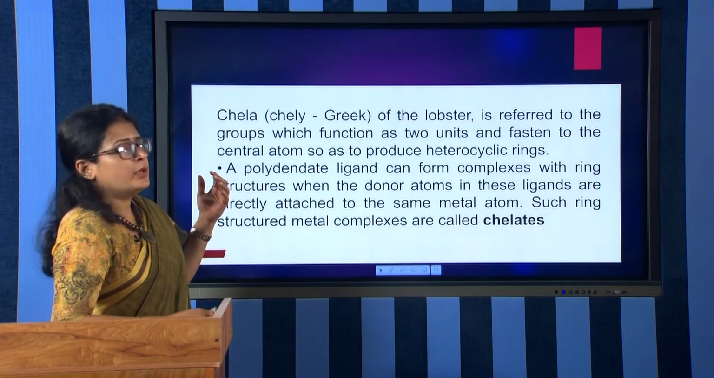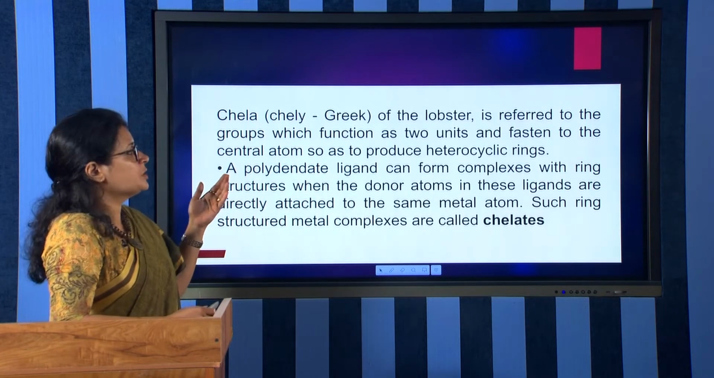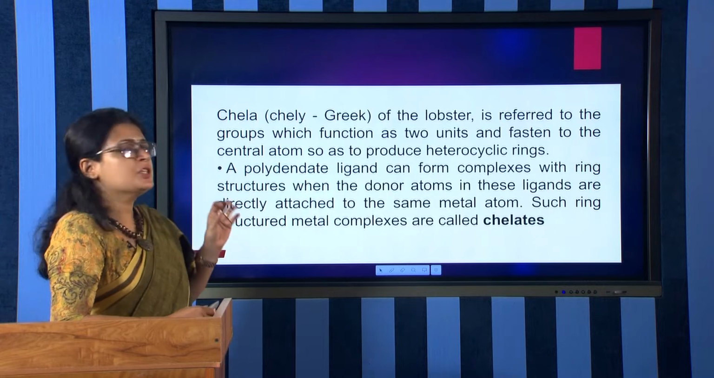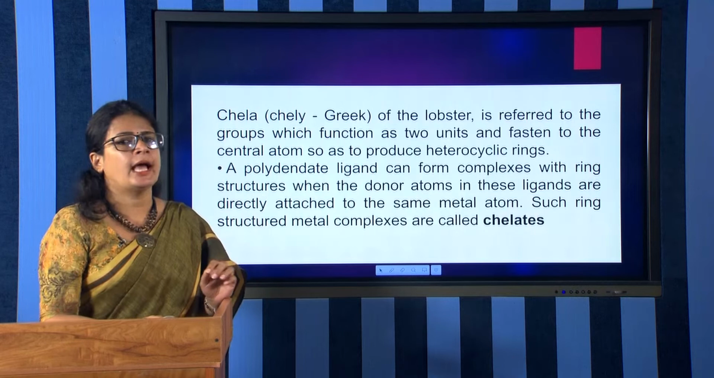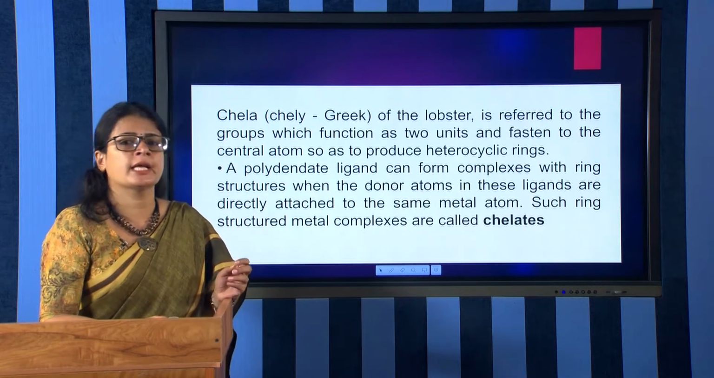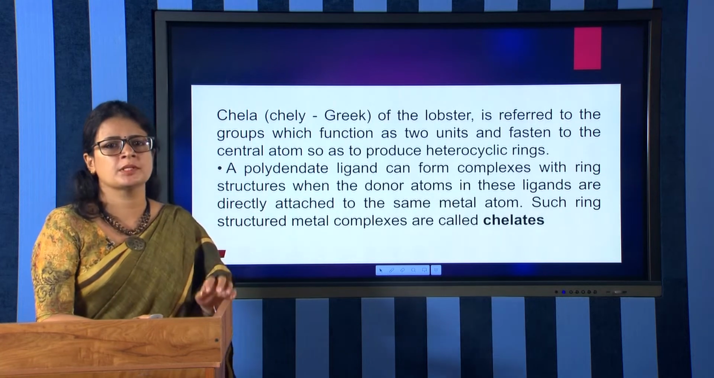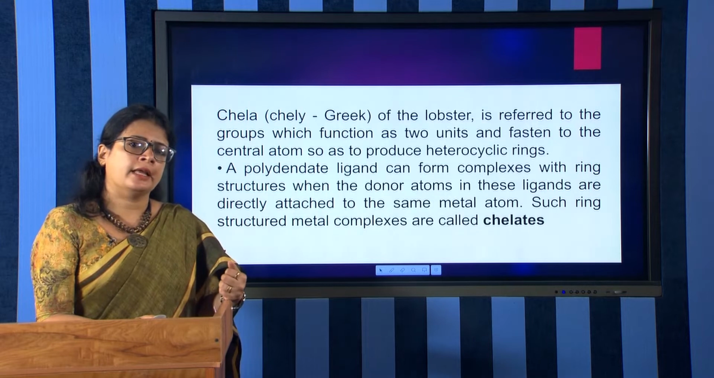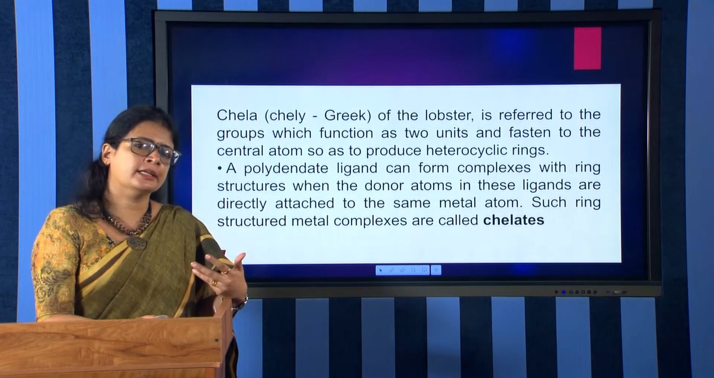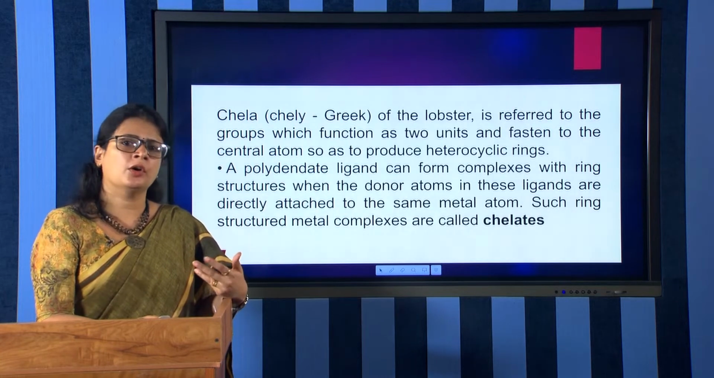And chela, that is a Greek word meaning the claw of the lobster, is referred to as the groups which function as two units and fasten to the central atom so as to produce heterocyclic rings. So, a ring structure is formed by some groups, and such ligands will be polydentate ligands. We have discussed what a polydentate ligand is in the previous classes. Polydentate means more than one donor atom.